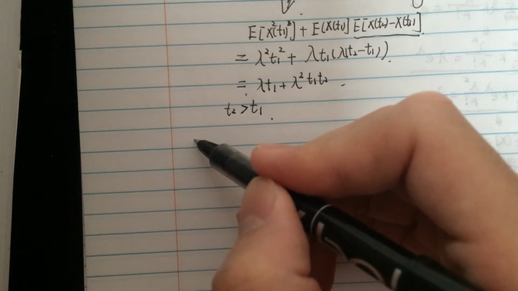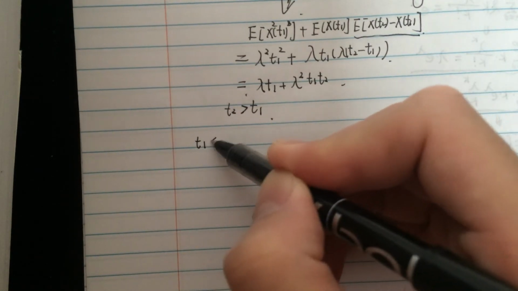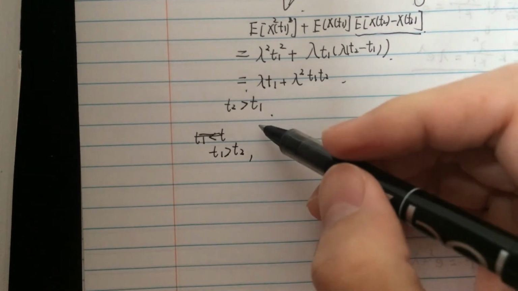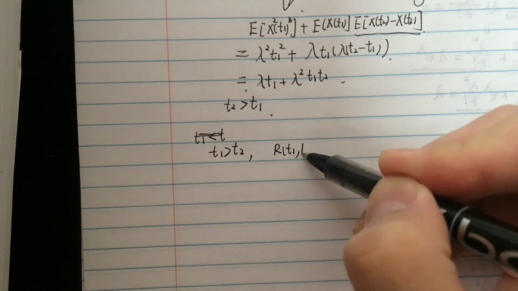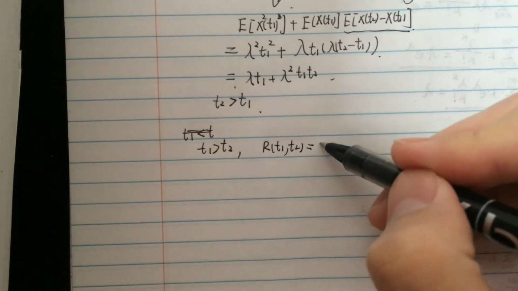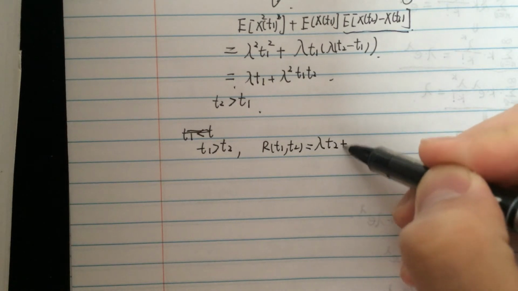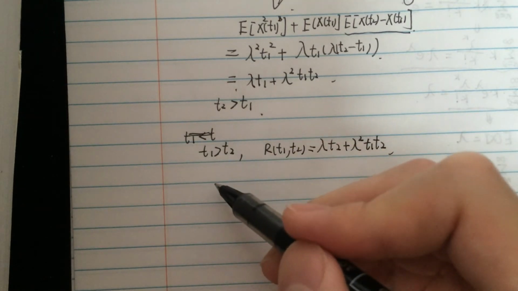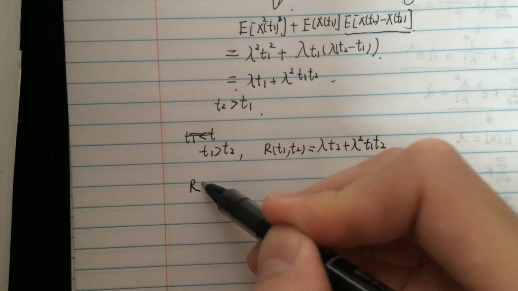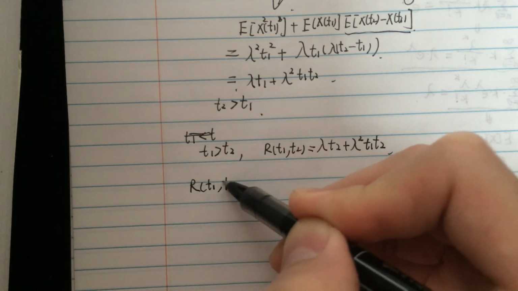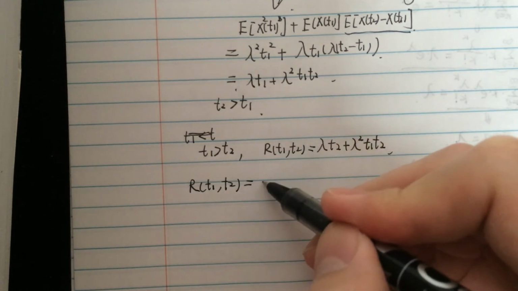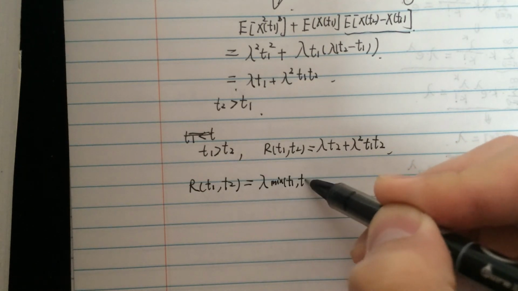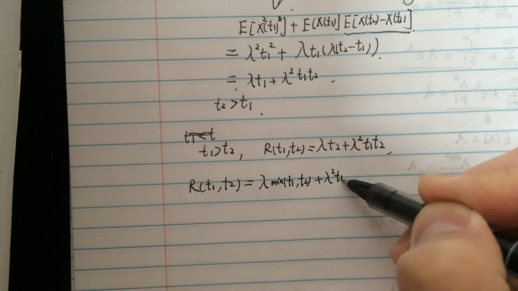And if we do the case where t1 is larger than t2, we can get a similar result: lambda times t2 plus lambda squared t1 t2. So overall, we can get a final result of R(t1, t2) equals lambda times the minimum of t1 and t2 plus lambda squared t1 t2.